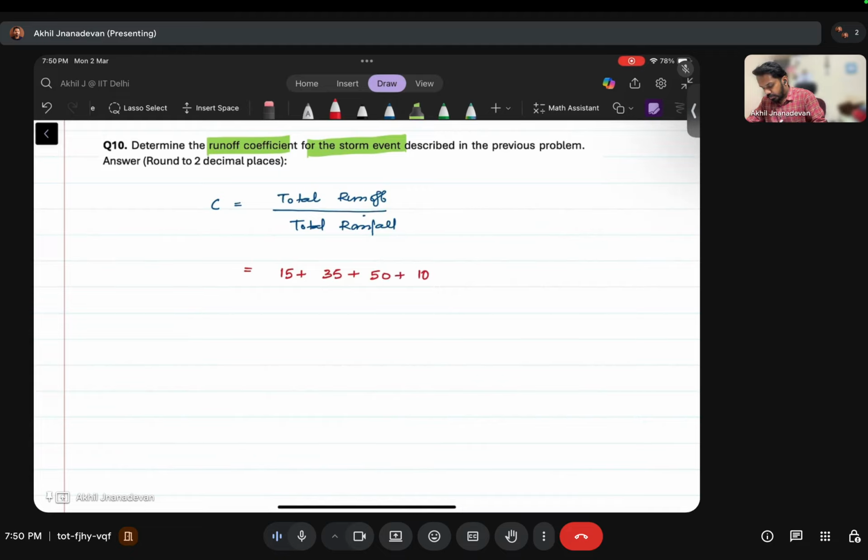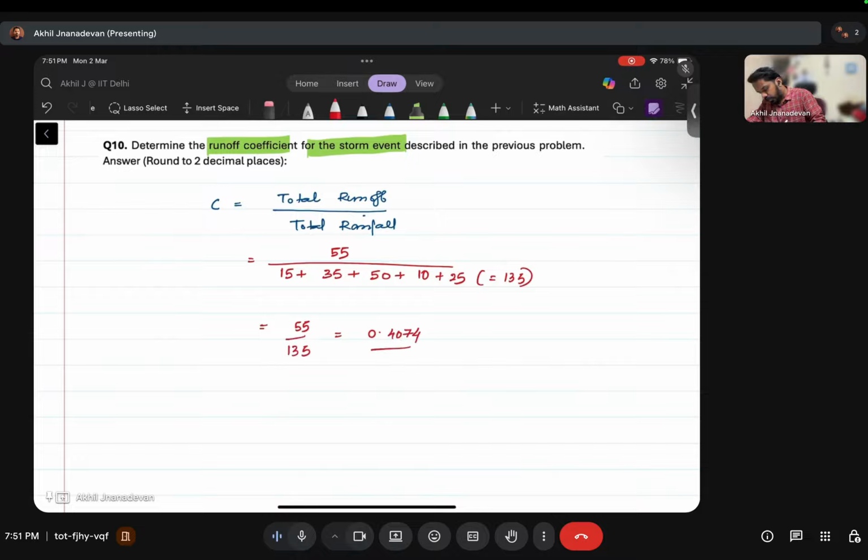So we know the total rainfall that happened is 15 plus 35 plus 50 plus 10. Sorry, it is the inverse. So it will be total runoff, that is 55, that is given, divided by this sum 15 plus 35 plus 50 plus 10 plus 25, one more storm was there. This sum will be coming around 135. So that is 55 by 135, that is around 0.4074, so the runoff coefficient is coming as 40.7%.